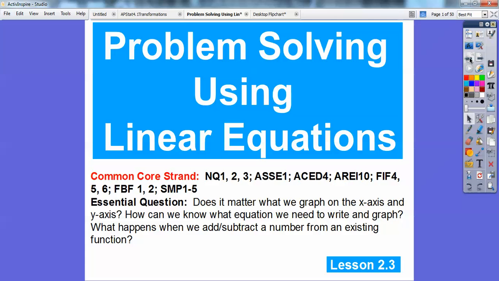Anyways, it doesn't matter what we graph on the x-axis and the y-axis, so we're going to be doing some graphing. So we're going to need some graph paper in this lesson. If you don't have any, I'll give you some at school, or your teacher will anyways. So how can we know what equation we will need to write and graph? We'll have a couple examples here. And what happens when we add or subtract numbers from the existing function?